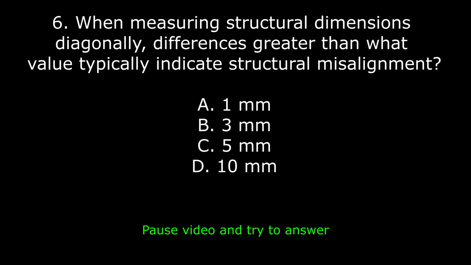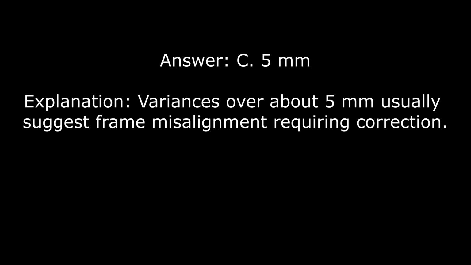Question 6. When measuring structural dimensions diagonally, differences greater than what value typically indicate structural misalignment? A. 1 mm. B. 3 mm. C. 5 mm. D. 10 mm. Answer: C. 5 mm. Explanation: variances over about 5 mm usually suggest structural misalignment, requiring correction.